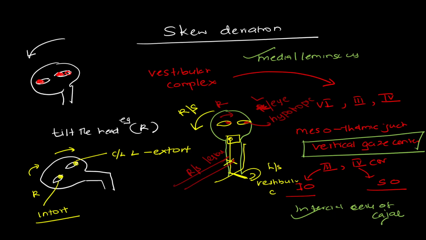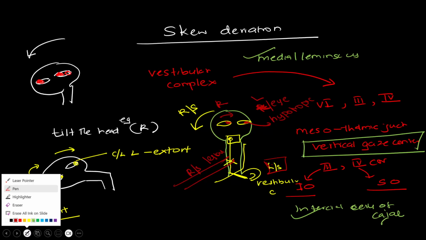In fact, it is actually a problem in the left vestibular complex, but still the lesion would probably be in the right medial lemniscus. Are we clear? Right. So this is the sort of skew deviation that you come across. Again, something very important and very difficult to understand.